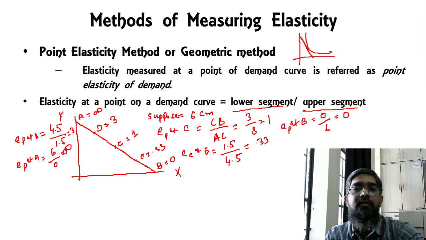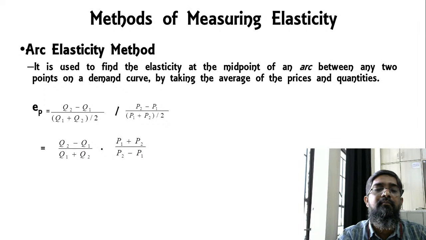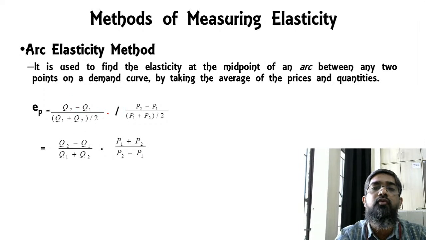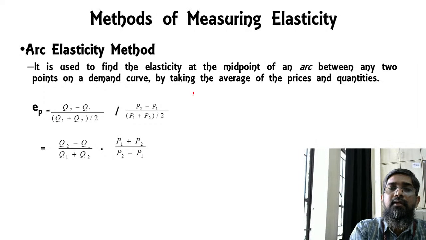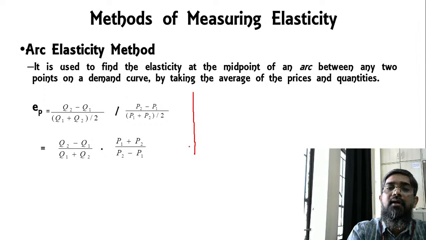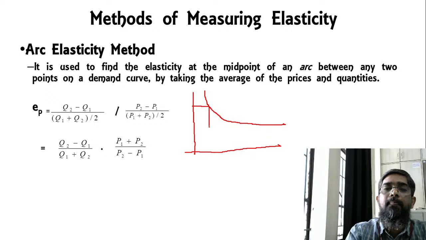Now moving on to the third method quickly, students, that is the arc method. The arc method measures elasticity with a formula slightly different from the proportionate method. You take the average of two values. I'll show you one diagram, then you will understand. This is our Y, this is our X, and this is our demand curve. Suppose one point is here and the second point is here.